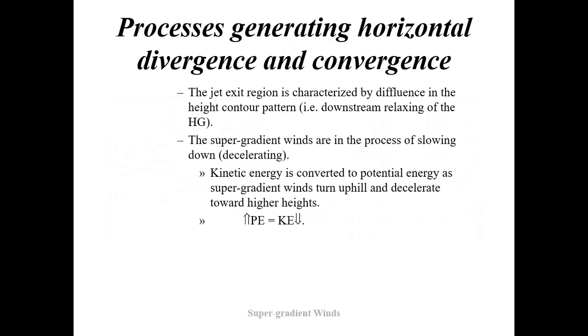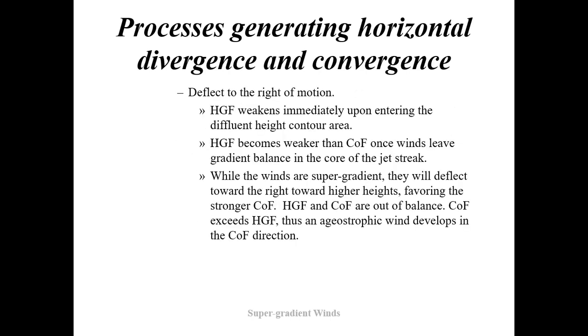So the jet exit region is characterized by diffluence, or spreading apart of the height contours. It's a relaxing of the height gradient. Super gradient winds are in the process of slowing down or decelerating. And then we have kinetic energy being converted to potential energy. So energy in motion: as the parcel slows, kinetic energy decreases. Potential energy increases as super gradient winds turn uphill and slow down toward higher heights.